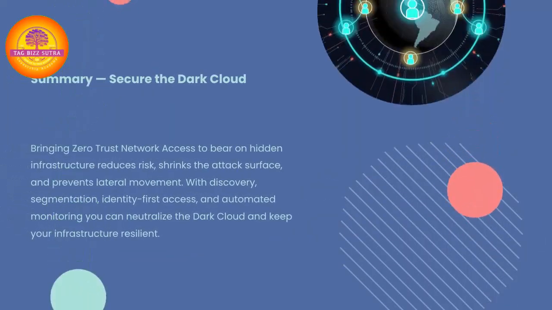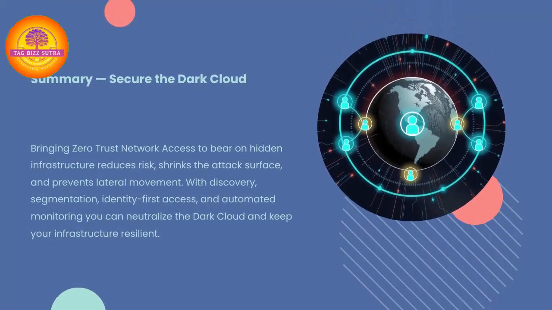Bringing Zero Trust network access to bear on hidden infrastructure reduces risk, shrinks the attack surface, and prevents lateral movement. With discovery, segmentation, identity-first access, and automated monitoring you can neutralize the dark cloud and keep your infrastructure resilient.